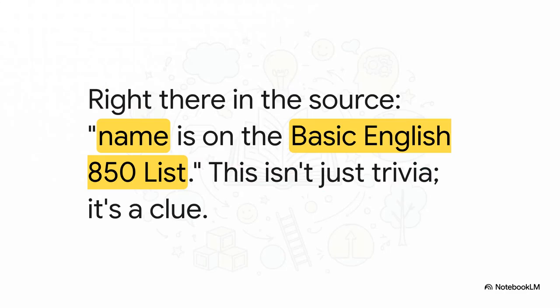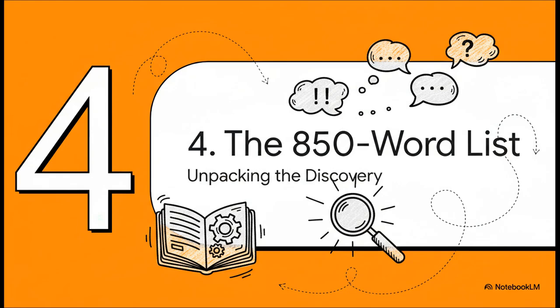And boom, there it is, right in the source from Wiktionary. Name is on the basic English 850 list. Now, I know what you might be thinking. Okay, so what? But trust me, this is not just some random piece of trivia. This one sentence unlocks a whole new way of thinking about the power of simple language. So this obviously leads us to the big question. What on earth is the basic English 850 list?